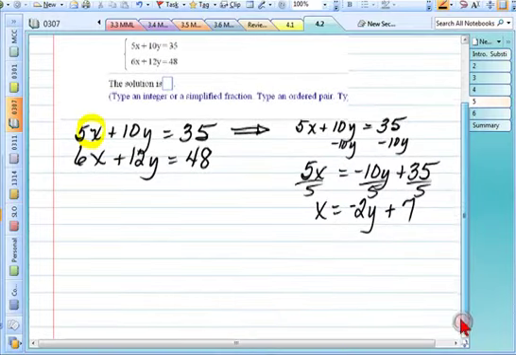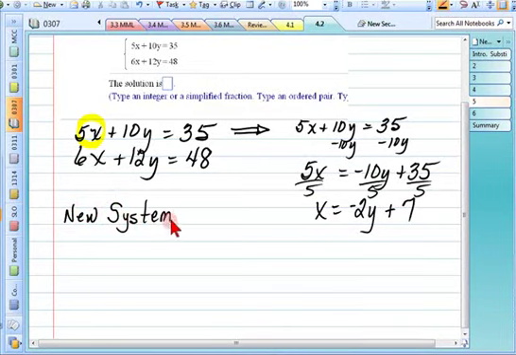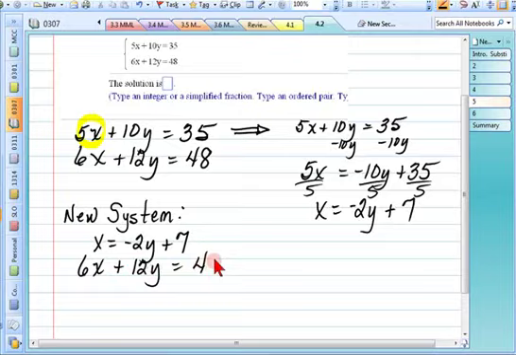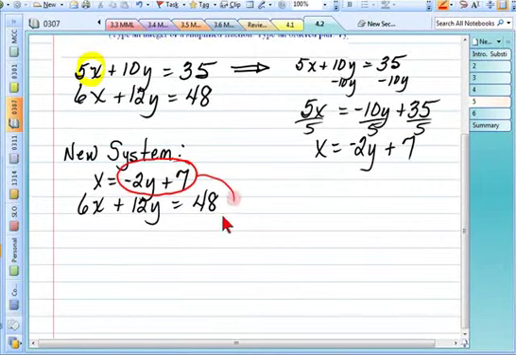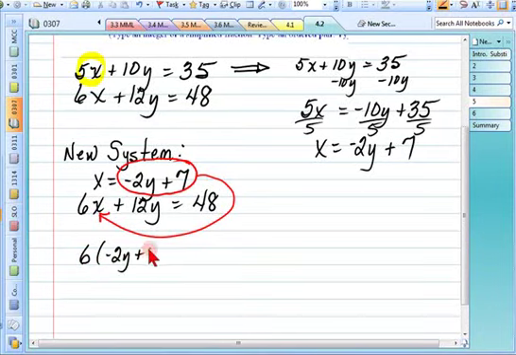Now, some people don't like to do this extra writing, but in the notes, I always then stop and say, okay, I have a new system now because I've made some modifications. The top equation has become x is equal to negative 2y plus 7, and the second equation has stayed 6x plus 12y is 48. I am going to take this value for x, and I'm going to substitute it in the second equation in the place of x. That gives me 6 parentheses negative 2y plus 7 plus 12y is equal to 48.